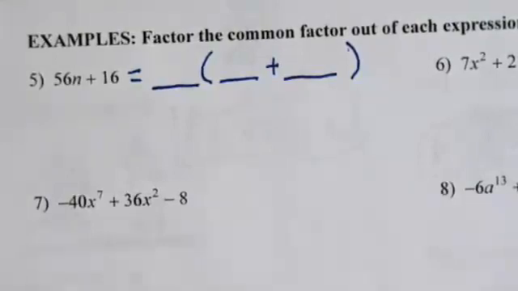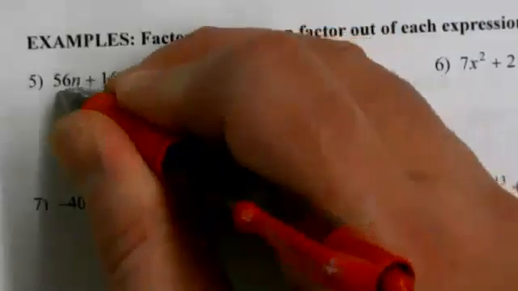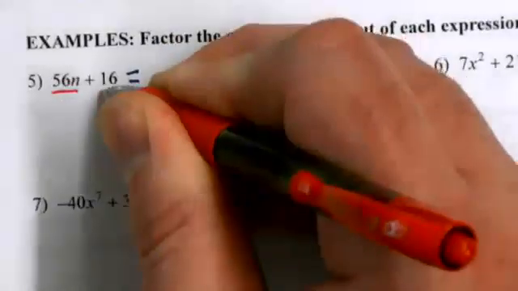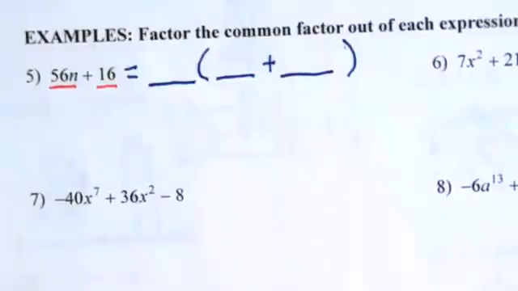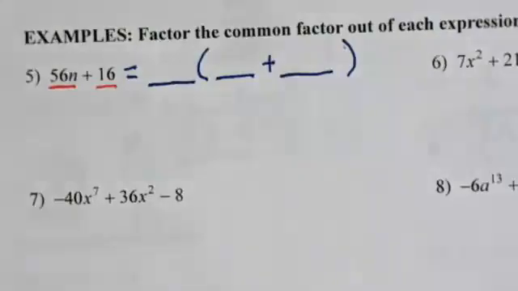If you guys will look up here for just a moment, I want you to look at the numbers in our original problem, 56 and 16. Can you think of a number that I can divide both of those numbers by and get a whole number answer? They can both be divided by 2. That's true. What else? I heard something else. They can both be divided by 8. They can both be divided by 4. They can both be divided by 1. Everything can be divided by 1, though.